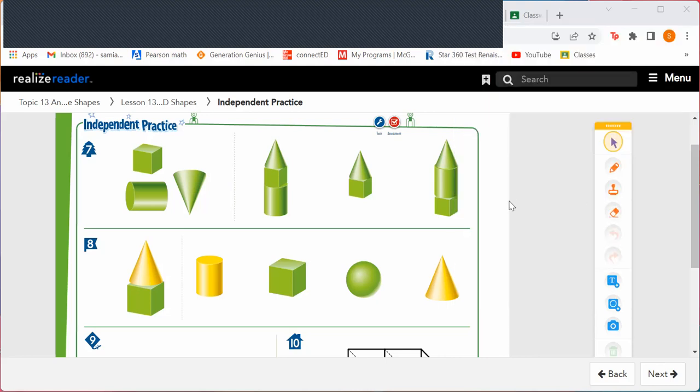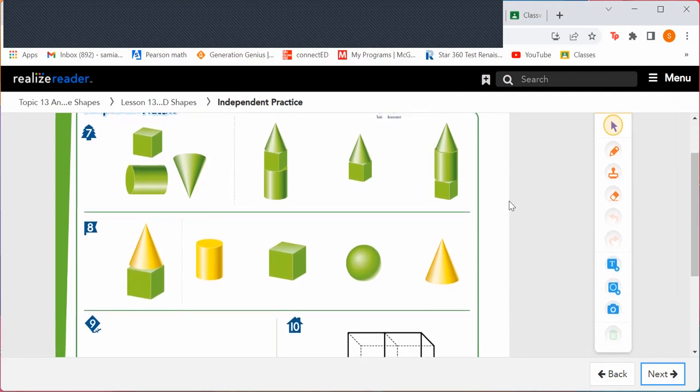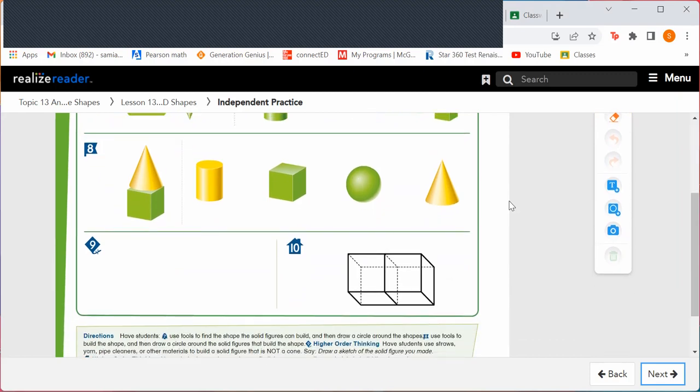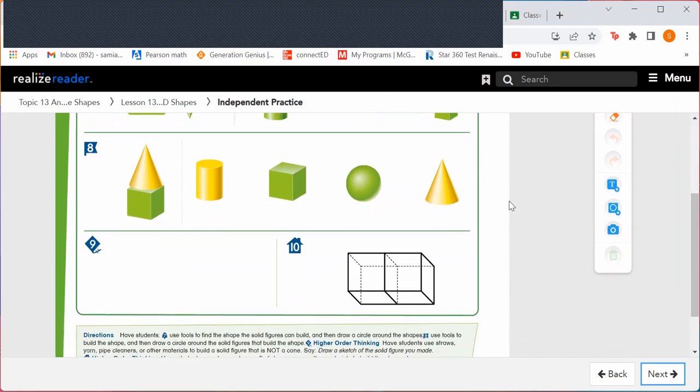We are on our independent practice, and you know what that means. That means you are going to do this independently. So for number 7, use tools to find the shape the solid figures can build. And then you're going to draw a circle around the shapes. For number 8, you're going to use tools to build the shape and then draw a circle around the solid figures that build the shape.